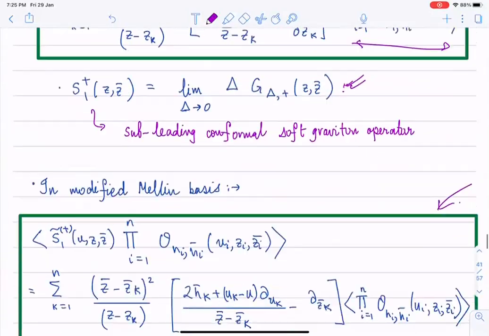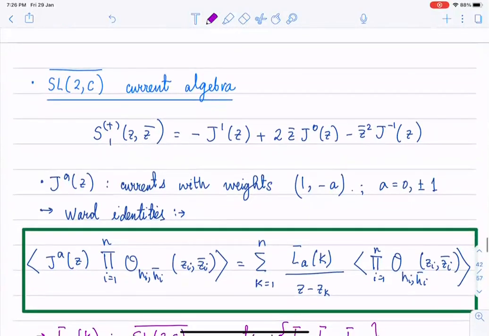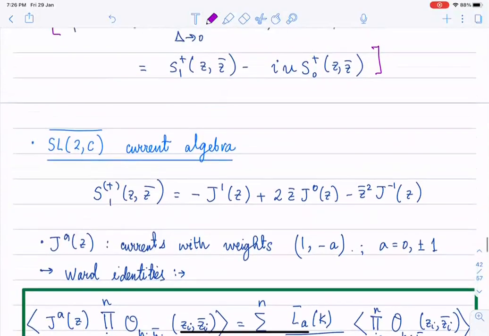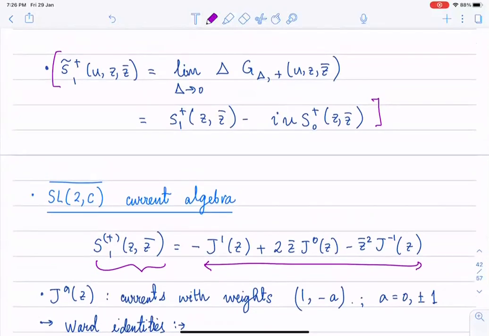Okay. Excellent. So now what I want to highlight is what is the symmetry which this subleading conformal soft theorem actually gives us. As before, as in the case of super translations, you can expand the subleading soft graviton operator in the following form. If you expand this in terms of z bar, one assumption which I swept under the rug is that I'm assuming z and z bar to be independent variables.